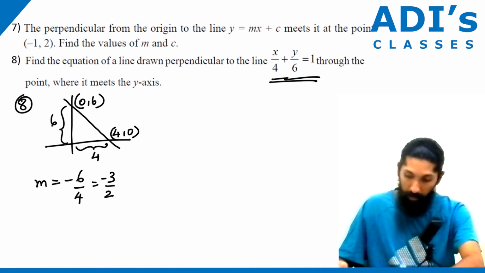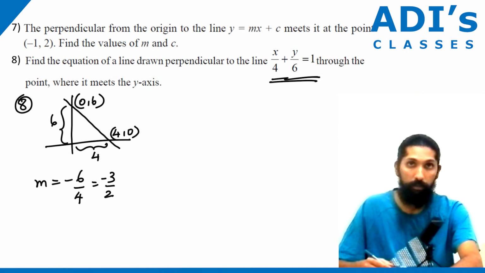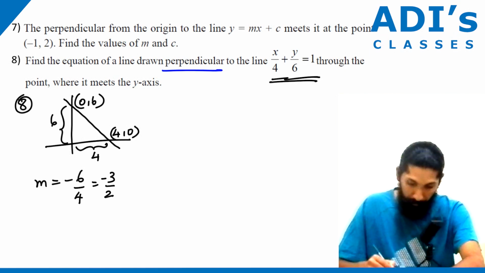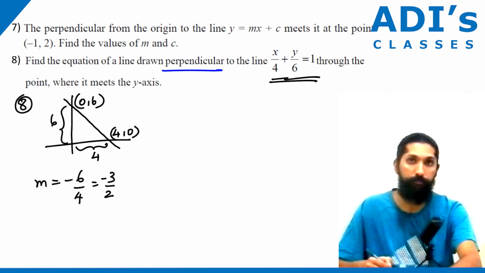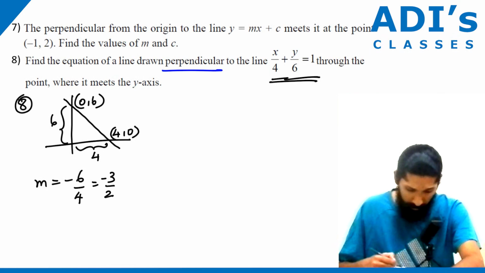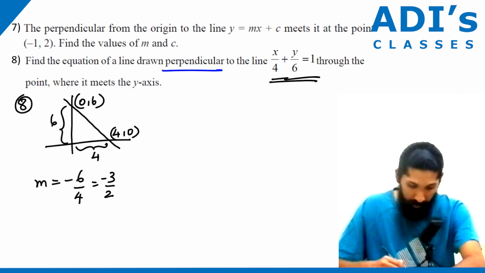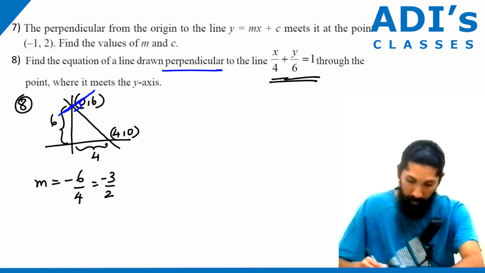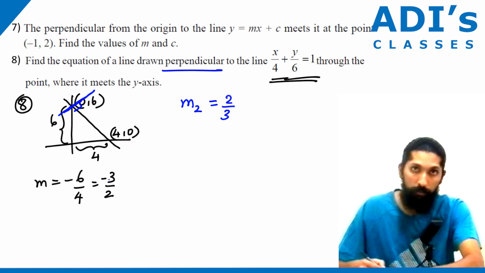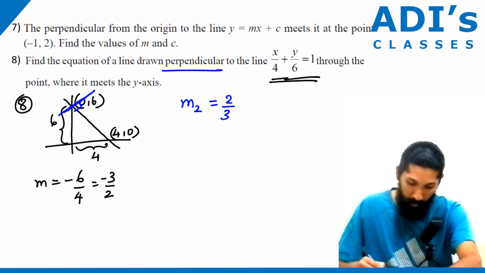So equation of a line perpendicular to this one through the point where it meets the y-axis. Fine. So in this case, the line is perpendicular to this one and also it passes through this point 0 comma 6. It's going to be something like this. This is 90 degree, isn't it? So slope of the perpendicular, so m2 is going to become 2 by 3 because minus 3 by 2 into 2 by 3 is minus 1. And the point where it passes through, so say point A is 0 comma 6.